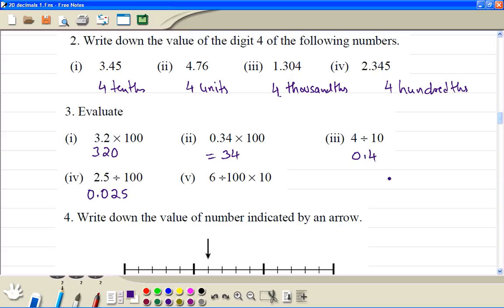Now here, order of operations, so do the division part first. So when you divide 6 by 100, you get 0.06. Then times by 10, you get the answer 0.6.